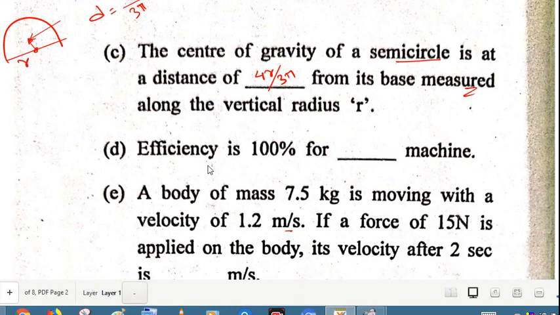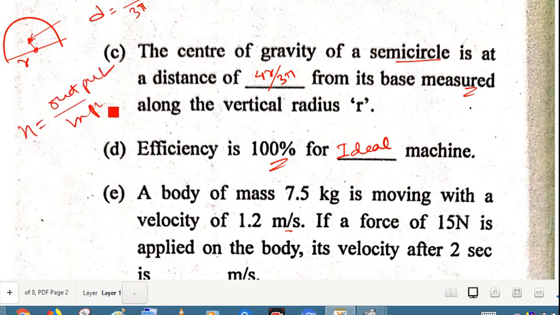Next question: the efficiency is 100% for a machine. Practically there is no machine which can have 100% efficiency, but that is only possible for an ideal machine. Because efficiency is equal to output by input, output is never equal to the input. Only for the ideal machine this is equal, so that is why an ideal machine can have 100% efficiency.